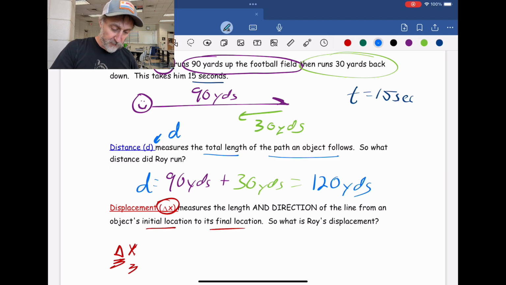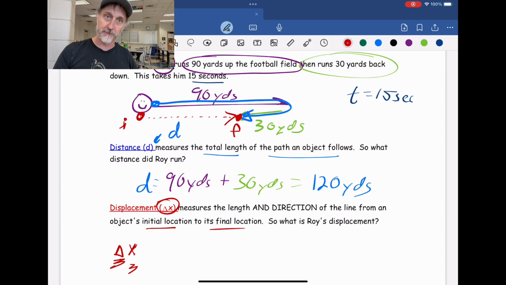My distance measured how far he actually traveled. That was my distance. My displacement measures the length and direction of the straight line from his initial position. Here's his initial position. Here's his final position. After he came the 30 yards back down the field, he ended up with this little red dot. So my displacement is the length and direction of this dotted line.